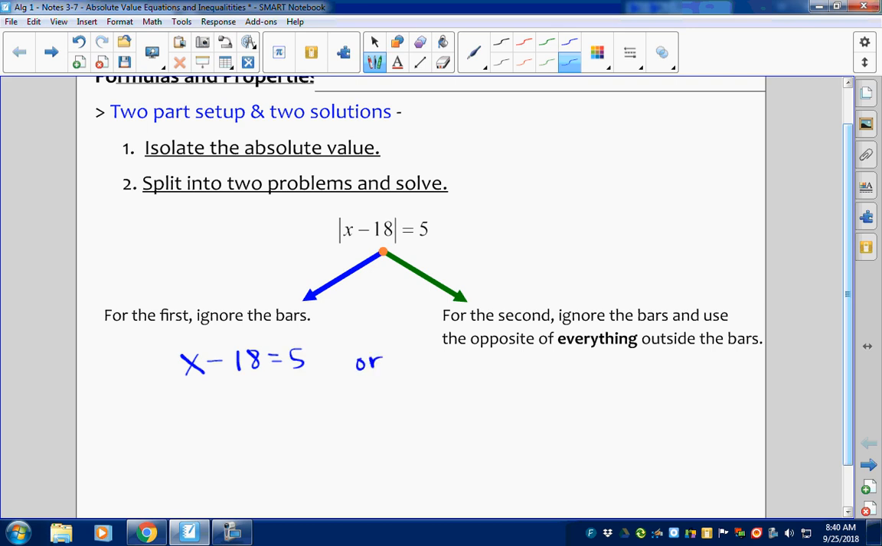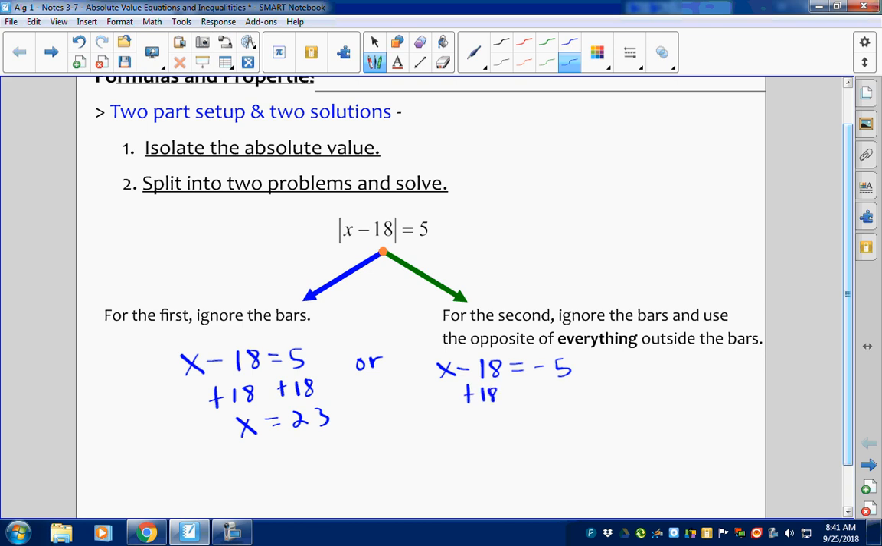Place an or in there. And the other one is x minus 18 equals -5. That's: ignore the bars, use the opposite of everything outside the bars, or on the right-hand side or other side of the equation, if you will. It doesn't have to be the right-hand side. But first you're going to get the absolute value symbol isolated, or by itself. So if there are any numbers out in front of it or numbers being added or subtracted from it, you need to take care of that first. You get it isolated first, and then split it into two cases and solve. So real easy to solve once you split it up.